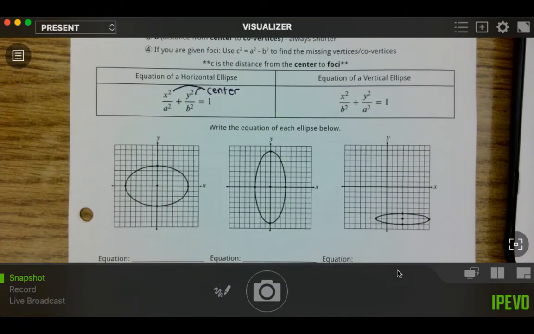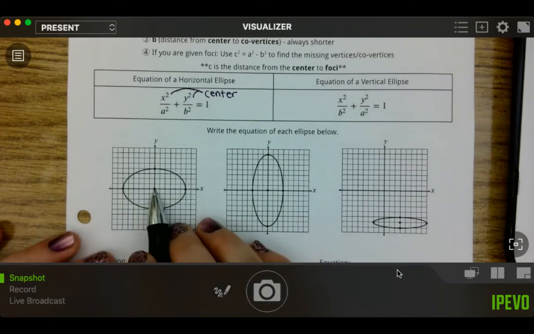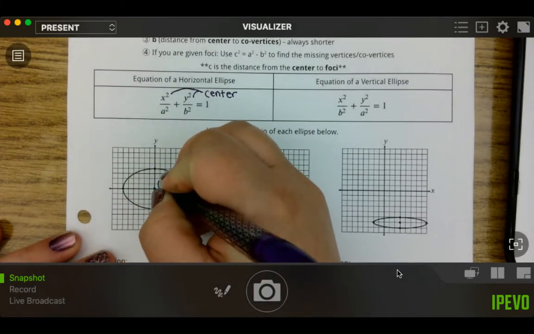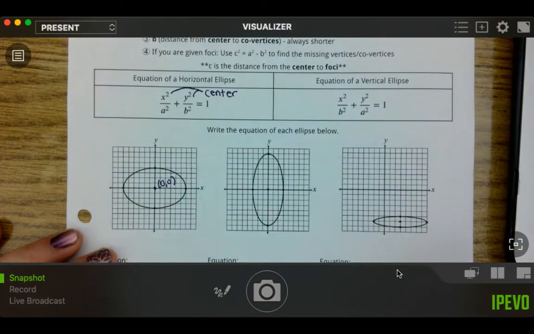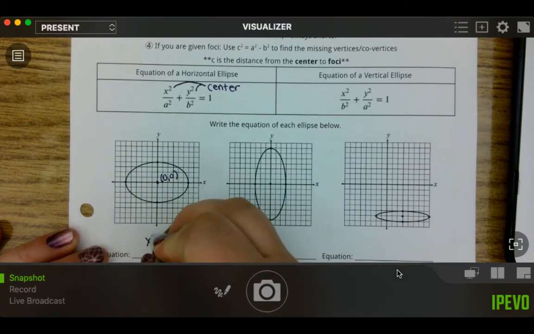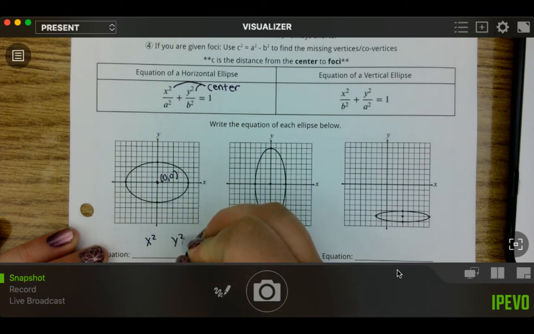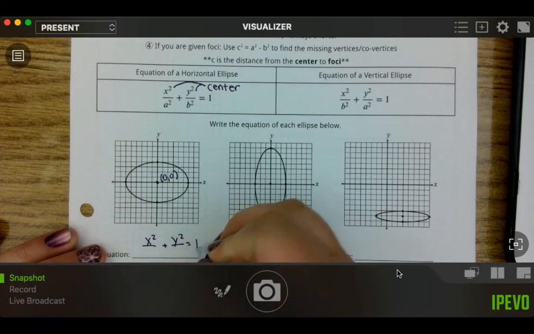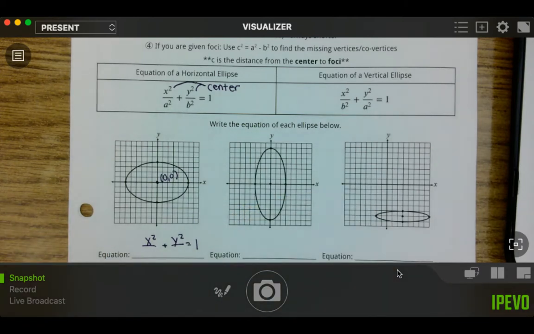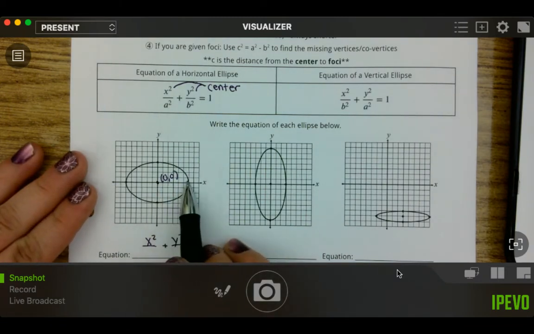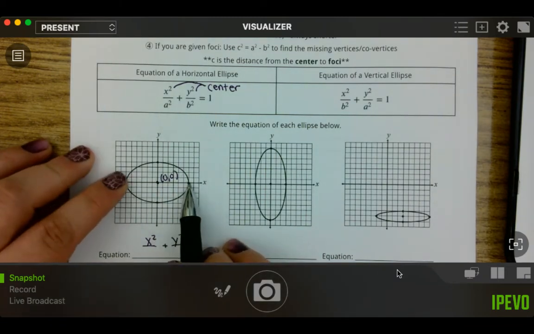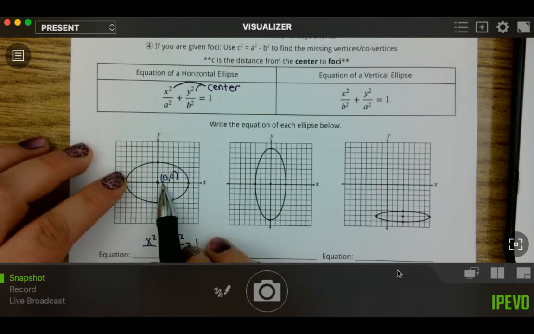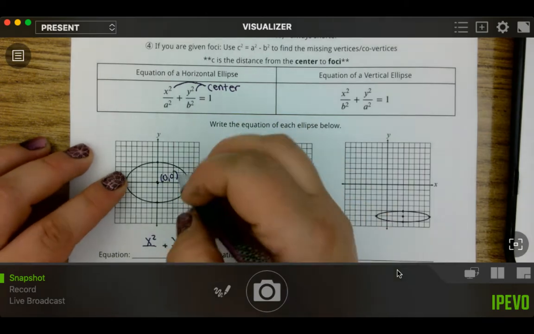So if you have the graph, find your center first. That's right here, 0, 0. So that means that our equation is going to have just an x squared and just a y squared. You don't really have to worry about any parentheses next to them. Then you count the distance from here to the sides. These are your vertices, and that radius sort of is 1, 2, 3, 4, 5, 6.